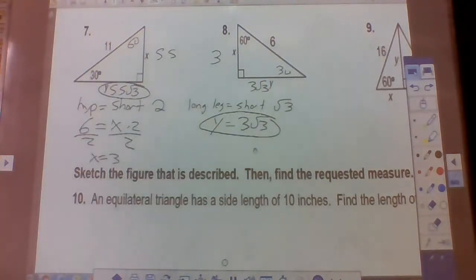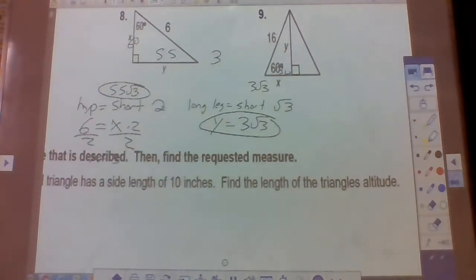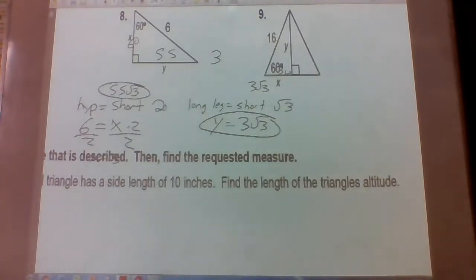And then number 9, which really isn't much different, but I think it confused a couple people.